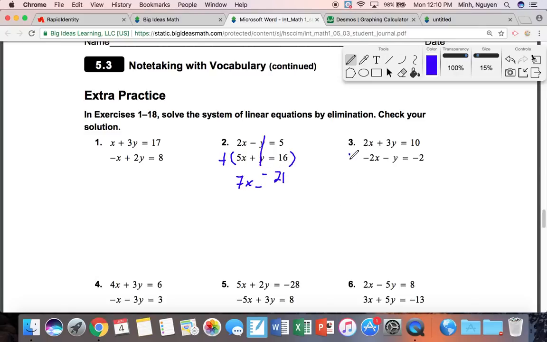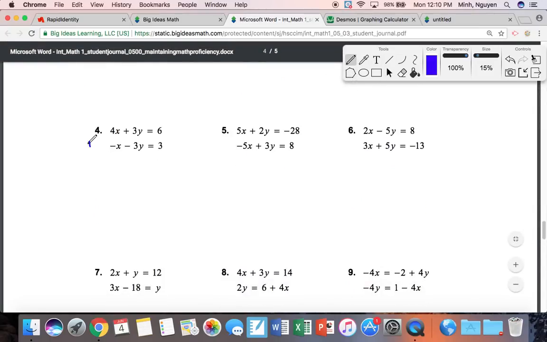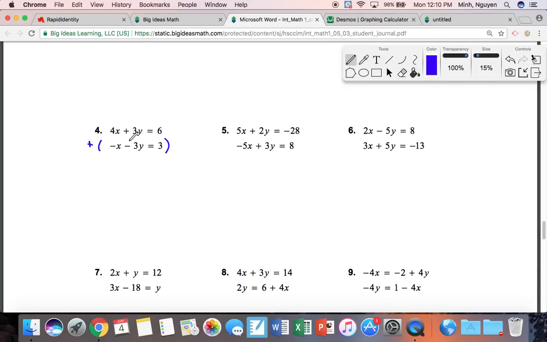Here, you would also add. So 2x plus negative 2x is nothing. 3y plus negative y is 3y minus y. So boom. I'm just doing the first step for you guys to show you. Let's see here. Most of these first ones are addition. So this one's addition. 3y will cancel out with negative 3y. This one's addition. Come on, give me a subtraction one. What the heck?